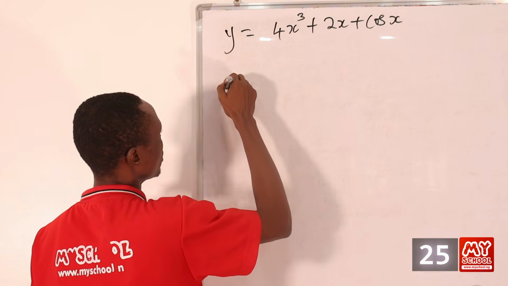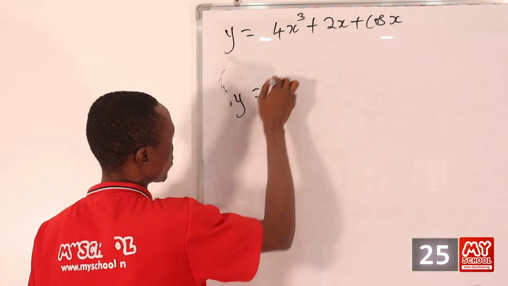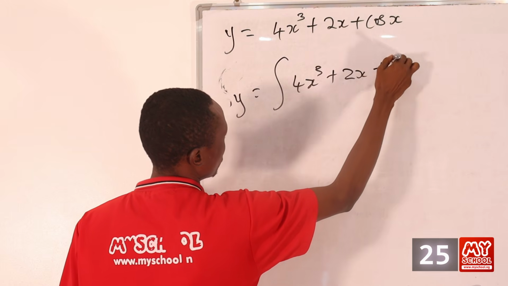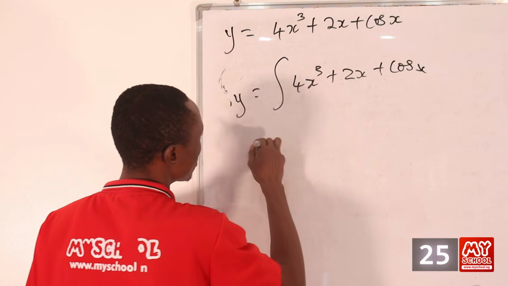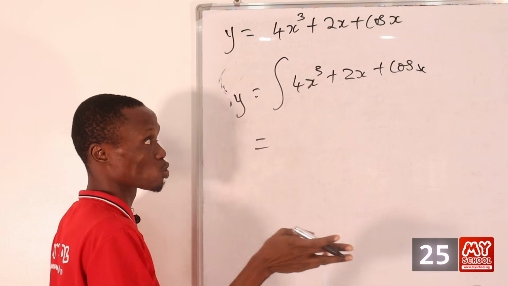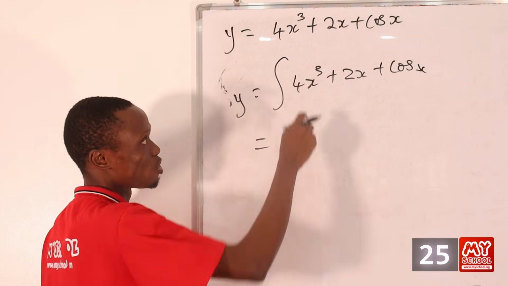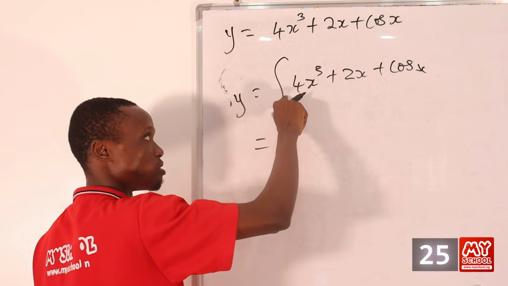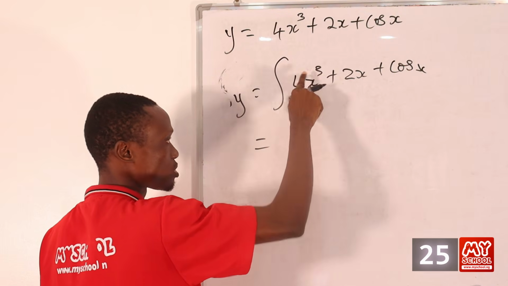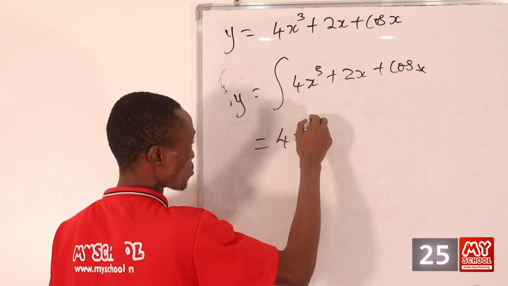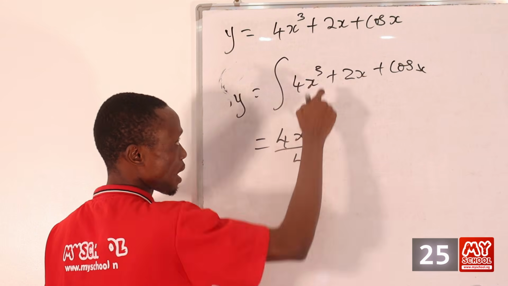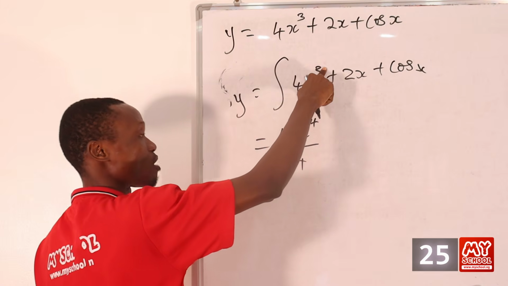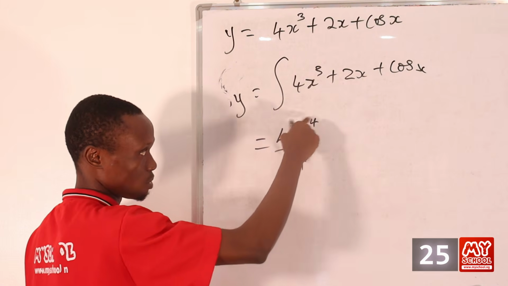To integrate this, we have y equal to 4x cubed plus 2x plus cos x. Basically, to integrate, what you simply do is add 1 to the power of x, then use the sum to divide the whole term. So in this case, we have 4x raised to the power 4 divided by 4. I added 1 to the power of x, and that gave me 4. Then I use the 4 to divide the whole thing.